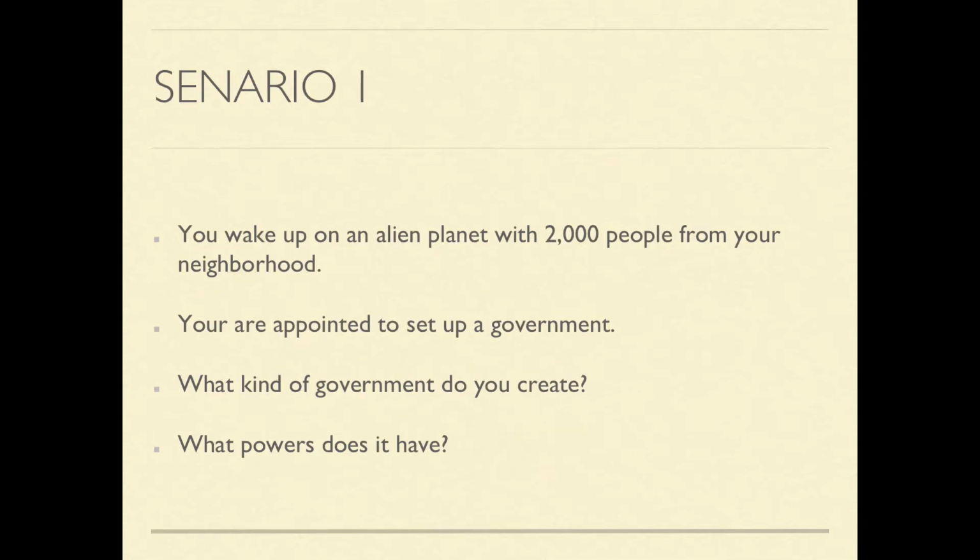So here we go. Scenario 1. Tomorrow morning, you wake up and you're on an alien planet with 2,000 people from your neighborhood. They hear, hey, you took Professor Wallace's government class. You must be really good at government. Why don't you go ahead and set up a government for us? So what kind of government are you going to create, and what kind of powers does it have? Now, go ahead and pause, take a few minutes, and then we'll come back.